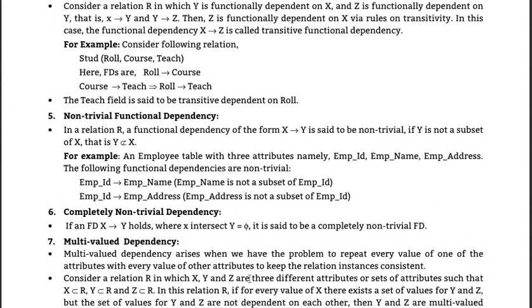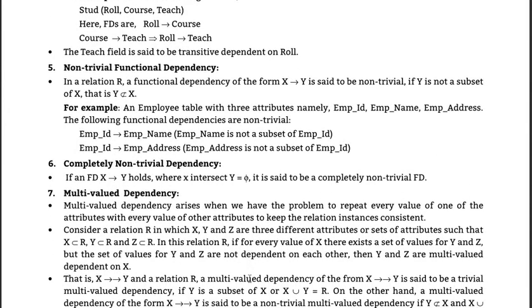Okay. Now, the next type is non-trivial functional dependency. If there is a functional dependency of the form X determines Y, or you can say Y is functionally dependent on X, it is said to be non-trivial if and only if Y is not a subset of X. That is, Y is not a subset of X. The formal representation is given here.